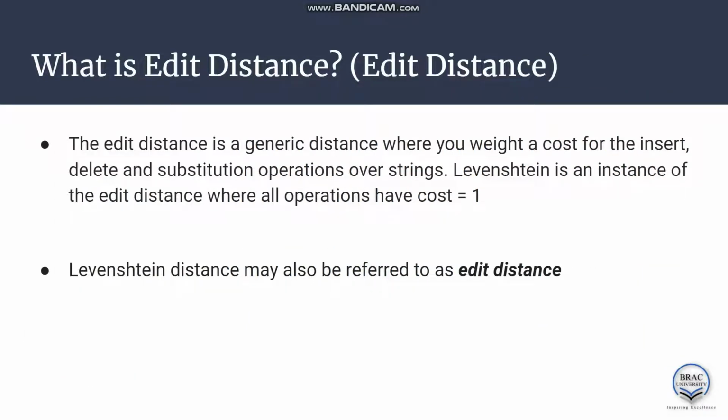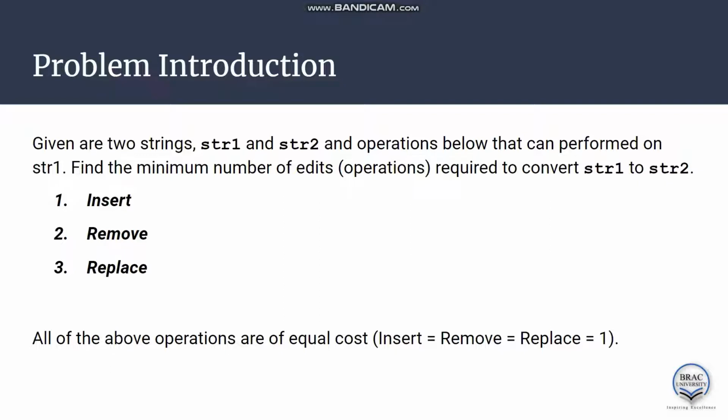This distance is a generic distance where you assign a cost to the operations insert, delete, and substitution over the strings. The Levenshtein distance is an instance of the edit distance where all the operations have a cost of 1. It may also be referred to as edit distance. Now let us consider a problem where there are two strings and we can perform the operations insert, remove, and replace on them, where all of them have a cost of 1. We must find the minimum number of edits required to change string 1 to string 2.